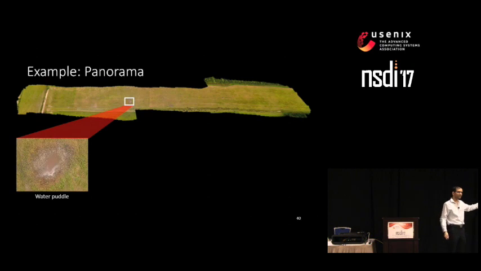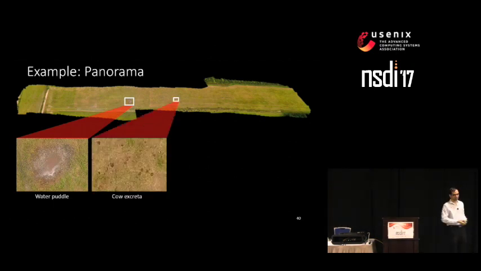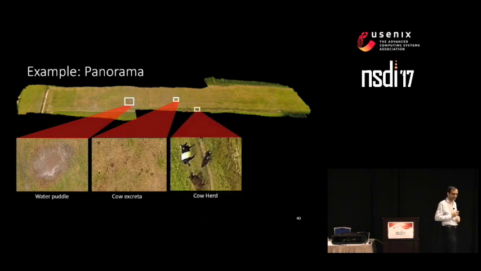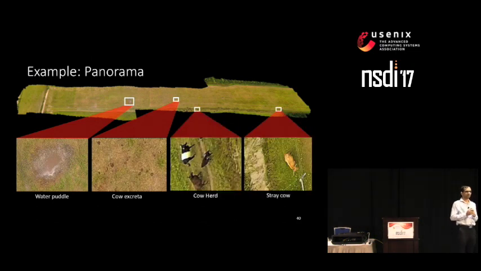So this is how a typical panorama would look like. This is a 5-acre patch in the New York farm. So if a farmer sees this, he can actually get a lot of details out of this. For example, there's a water puddle. This water puddle could render the field unusable for the next season. It's good that he gets informed about it just by looking at this. He can see cow excreta, which I'm told provides a good source of manure. He can also monitor his cows, and he can observe a stray cow.